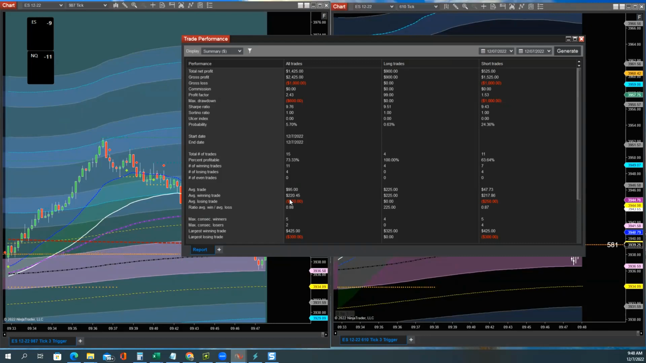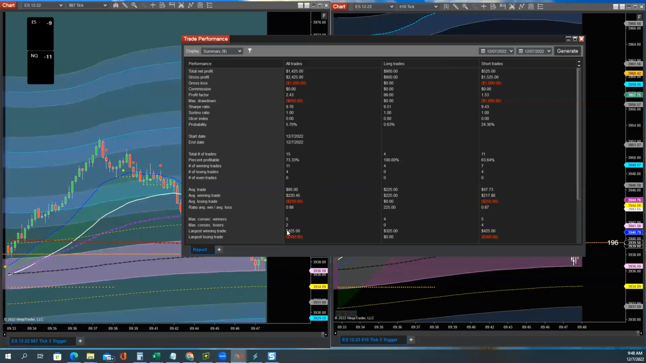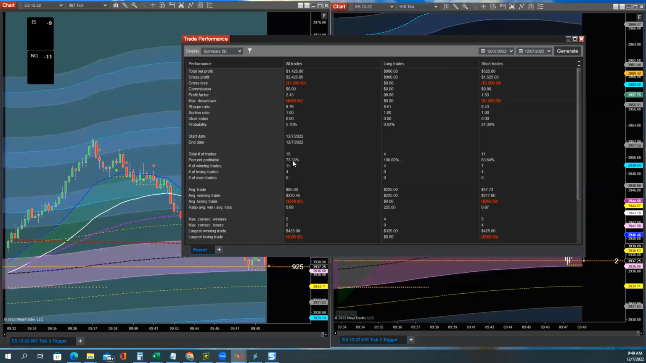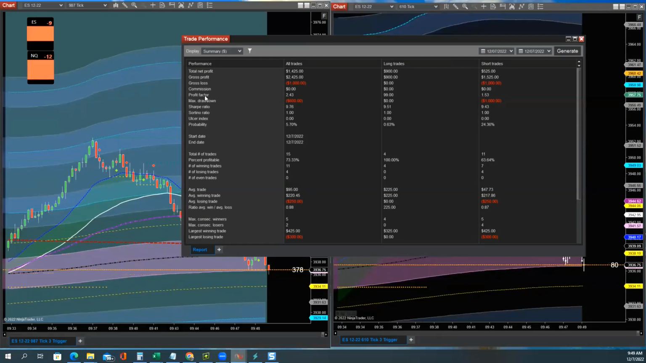Again, my average losing trade is bigger than my average winning trade, but not that much of a difference, right? However, you can see here, my largest winning trade is still larger than my largest losing trade. That's the most important thing. This I want to improve, but usually scalpers' risk to reward ratio is this low or even negative. But in return, it would be a higher winning rate, right? And also a higher profit factor, 2.43.